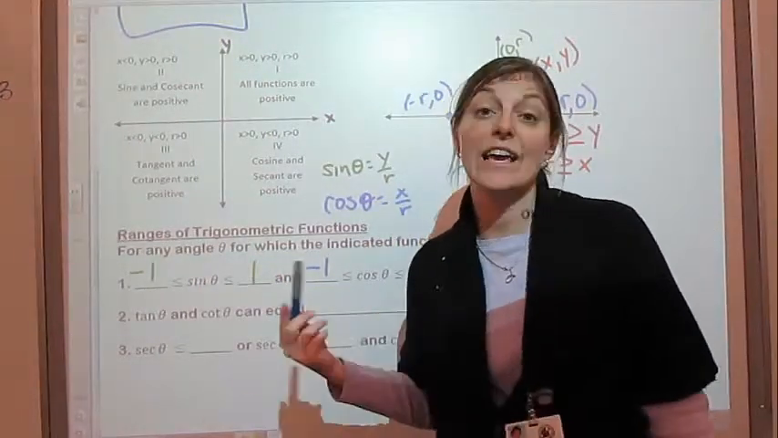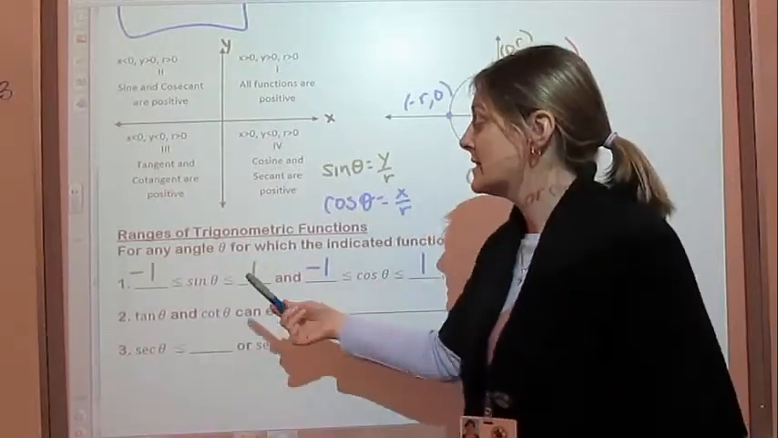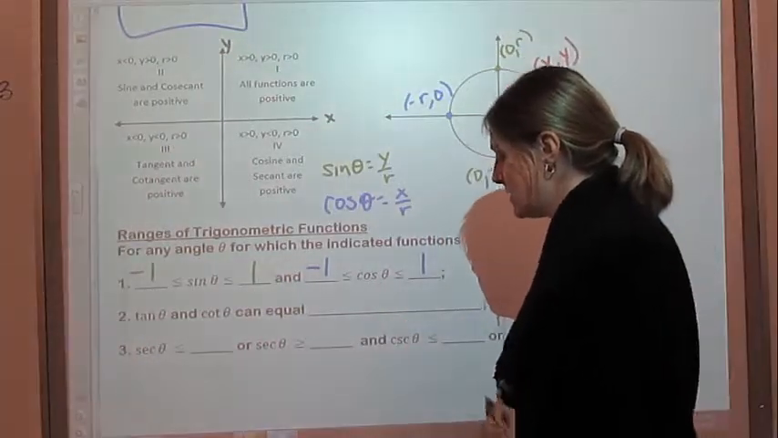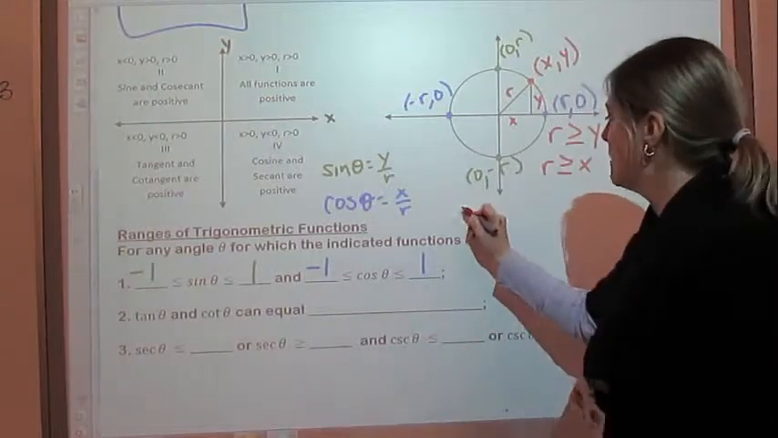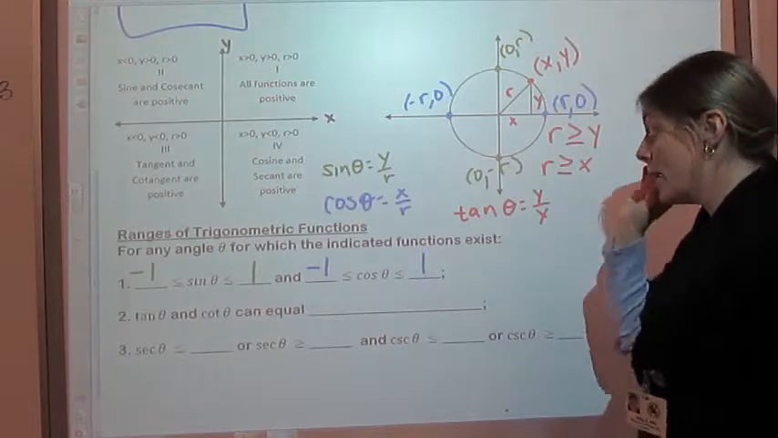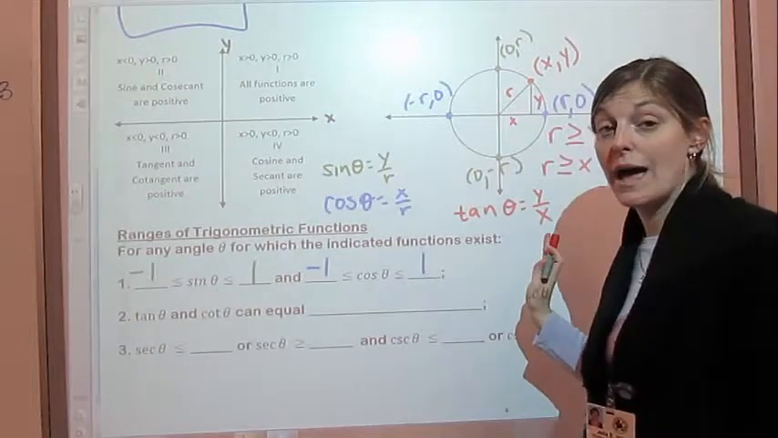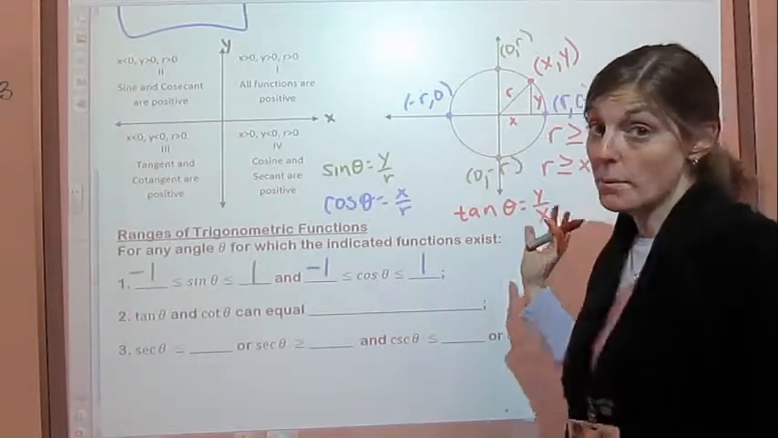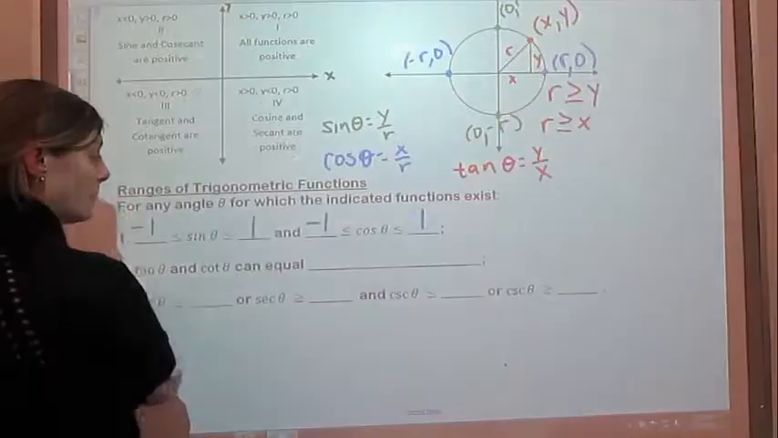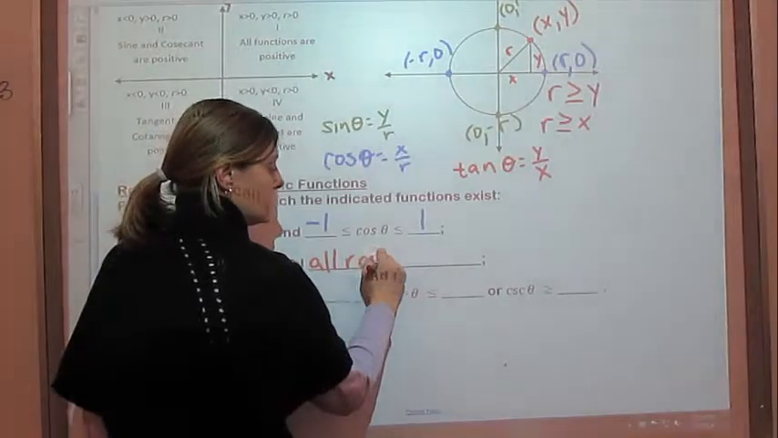So you wouldn't have -1.5 as a sine value, and you also wouldn't have 3 as a sine or a cosine value. All right, now let's take a look at tangent and cotangent. So you have tangent of theta, and that's y over x. No matter what x and y values you had, you could get any number. Any real number is possible for tangent and cotangent. So, this is all real numbers.